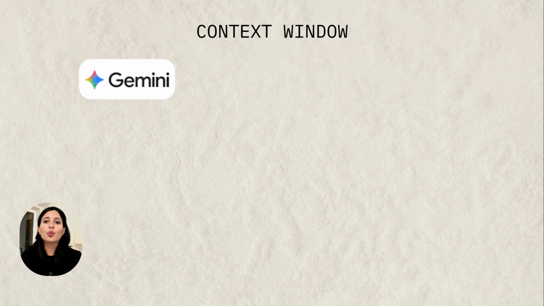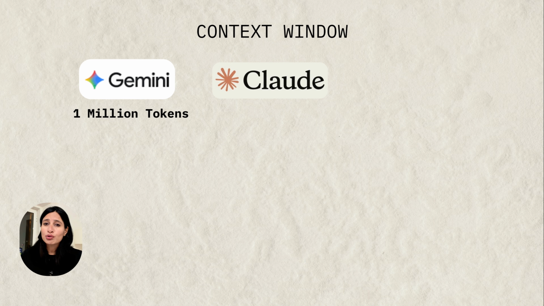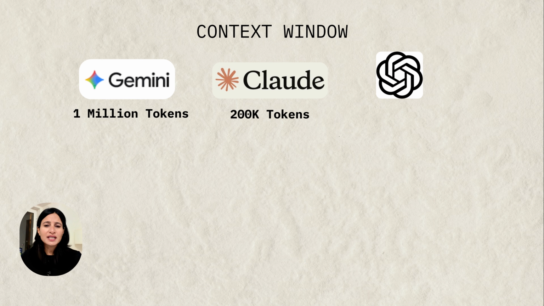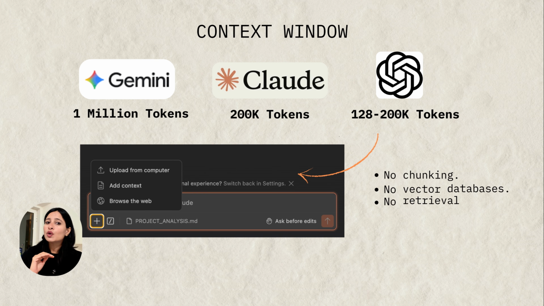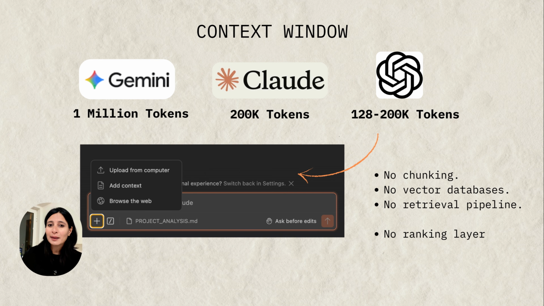Now let's talk about context windows. Models like Gemini 1.5 Pro support up to 1 million tokens. Claude goes up to 200k tokens. GPT goes up to 128k tokens. The promise here is simple. Just put everything in, your entire code base, your full documentation, the whole PDF. Just throw it all in and let the model figure it out. No chunking, no vector databases, no retrieval pipeline, and no ranking layer. And for some tasks, that is actually the right move.